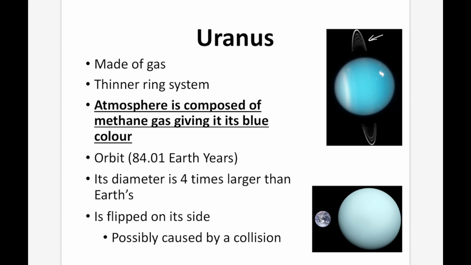It has an orbit of 84 Earth years, so it takes 84 Earth years to go around the sun. Its diameter is 4 times larger than Earth. You can see that in the picture on the bottom right. And it's flipped on its side, and we're not quite sure why. We know it's flipped on its side because of the ring structure. So you're going to have the poles here and here.